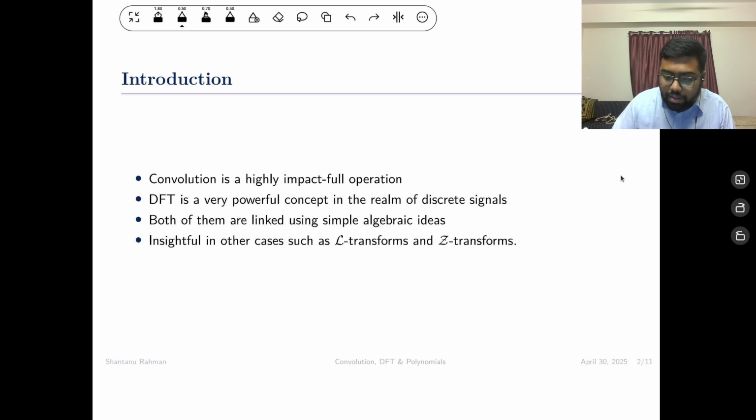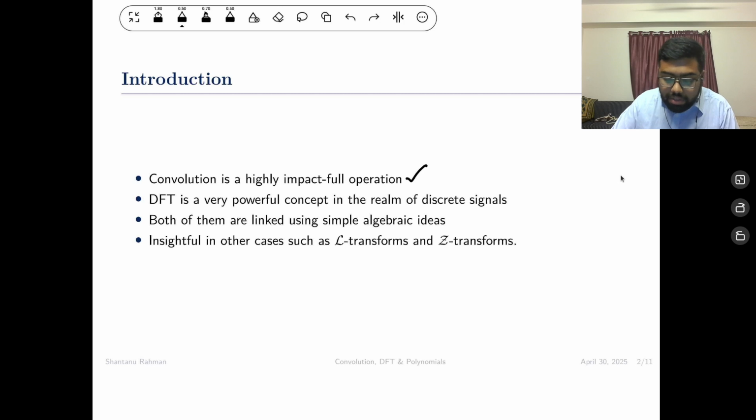This kind of convolution is something that has created the field of neural networks, what we know as convolutional neural networks. And so this is a very impactful operation indeed.